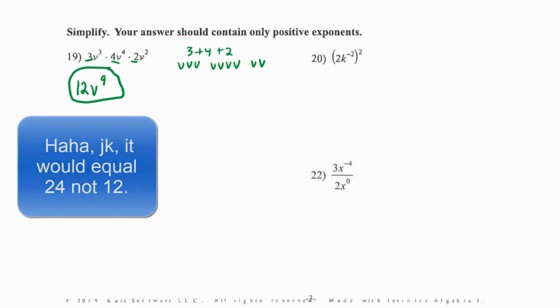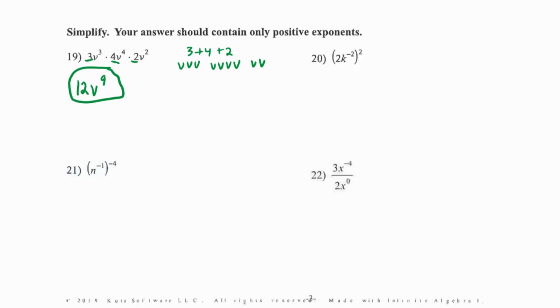On 20, we are being asked to square 2k to the negative 2. When we square, and there's technically two things in here, a number and a variable, we want to do 2 squared, and we also want to do k to the negative 2 squared. When we are squaring things, we multiply the numbers together, because what we're saying is that I have 2k to the negative 2 twice. That's what squaring means.